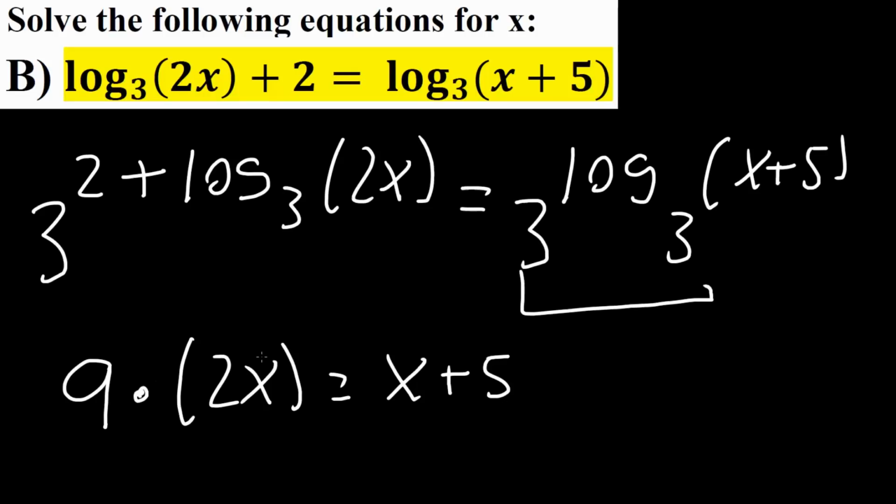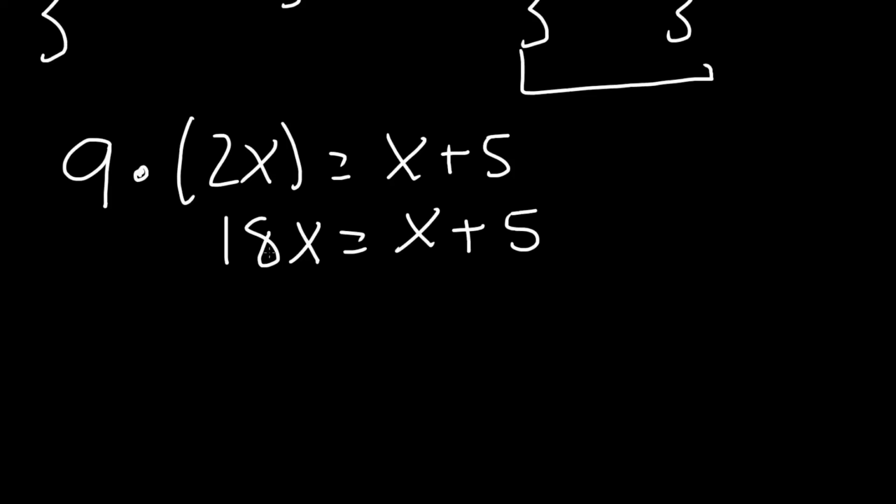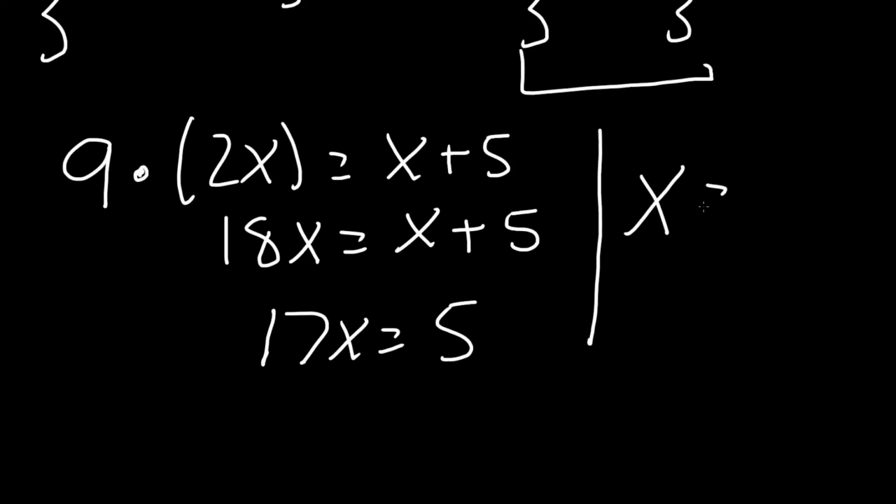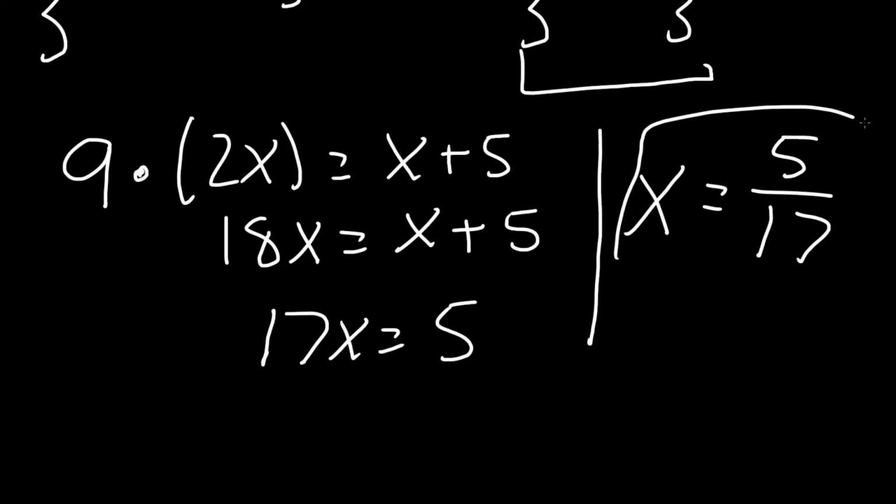And so this is 18x. So 18x is equal to x plus 5. So we could say 18x minus x gives us 17x is equal to 5. And so x is equal to 5 over 17. And we simply need to box in this answer.